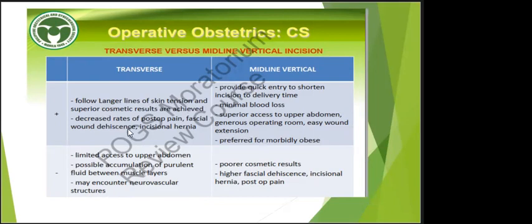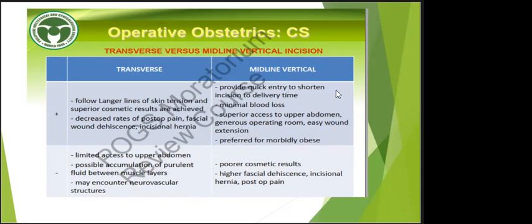But when you do this kind of incision, you will have limited access to the upper abdomen because your incision is in the suprapubic area. And so you will have difficulty reaching up to the fundus. Okay? Fluid between the muscle layers, okay, you may encounter neurovascular structures. You might hit some nerves on the maternal abdomen, and once it is cut, there can be impairment. There can be paresthesia on the area of the mons pubis, probably because the nerves there are being cut through because of the incision.